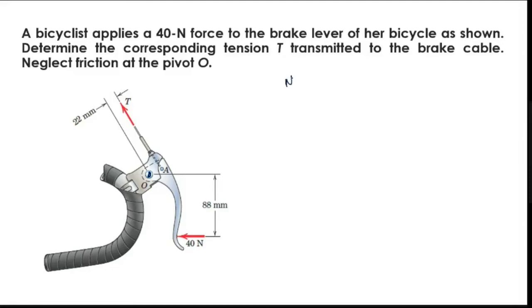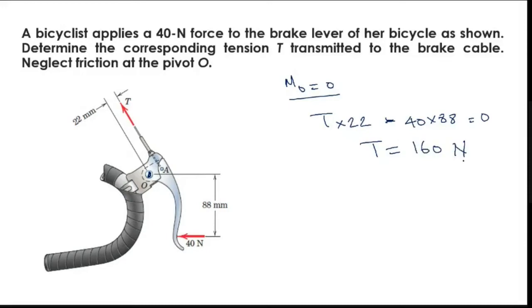If I take moment at point O and equate it to 0, what happens? This T is rotating anti-clockwise, so T into 22. And the 40 Newton is in clockwise, and the distance is 88. So T into 22 minus 40 into 88 is equal to 0. That's it. So I can identify my tension T, which is 160 Newton.